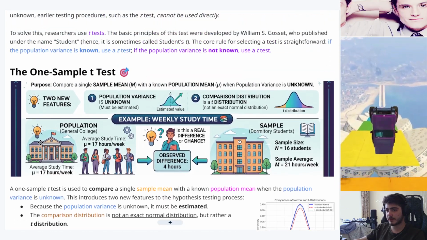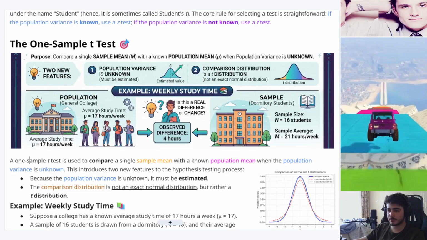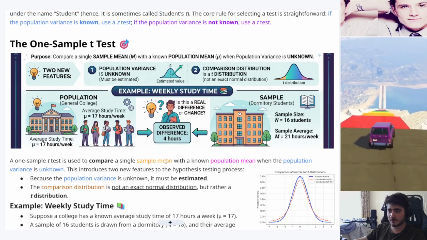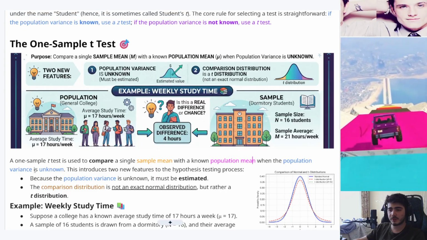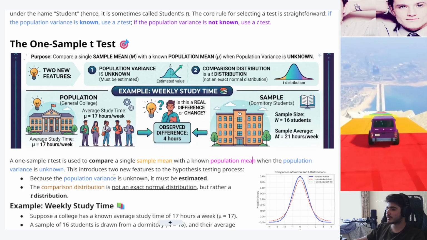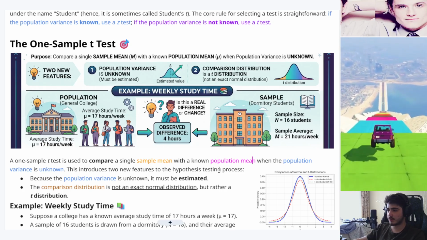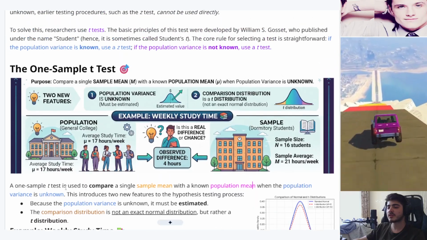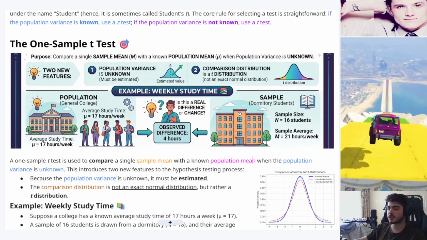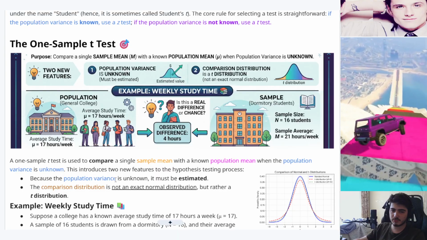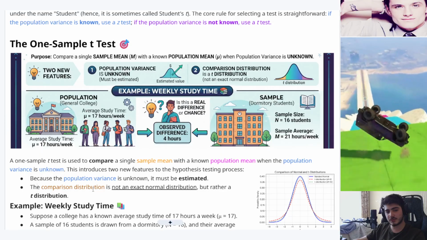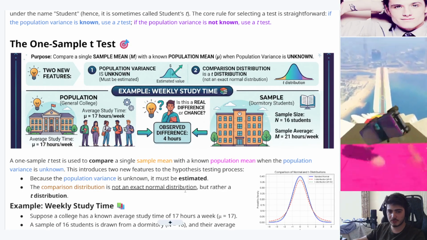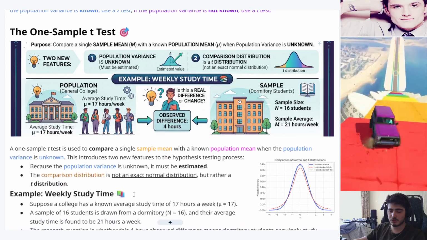The goal of this operation is to compare a single sample mean with a known population mean when the population variance is unknown. This introduces two new features to the hypothesis testing procedures. Now, because our population variance is unknown, it must be estimated, as we said before. The comparison distribution is not an exact normal distribution, but rather a t-distribution.